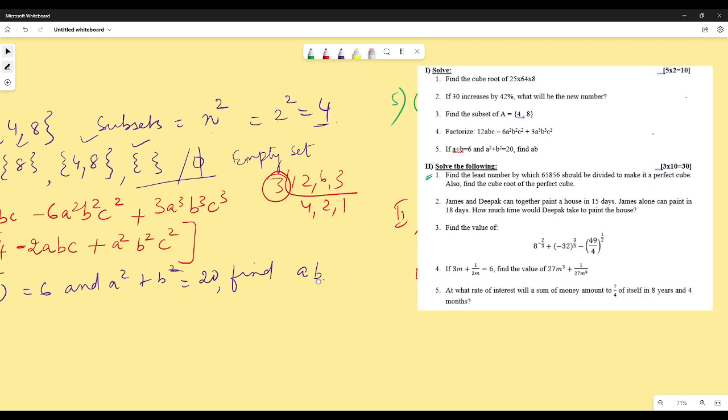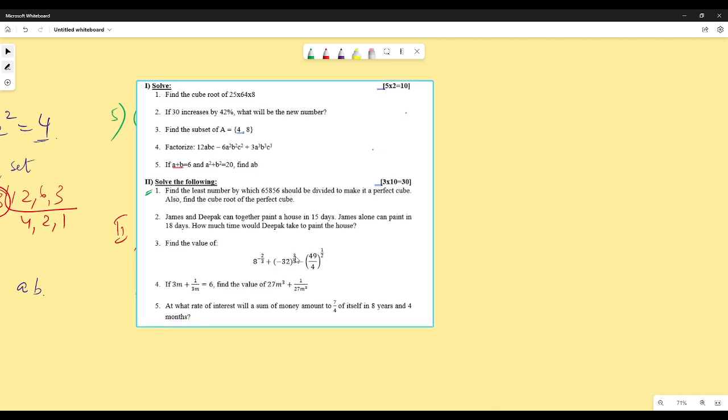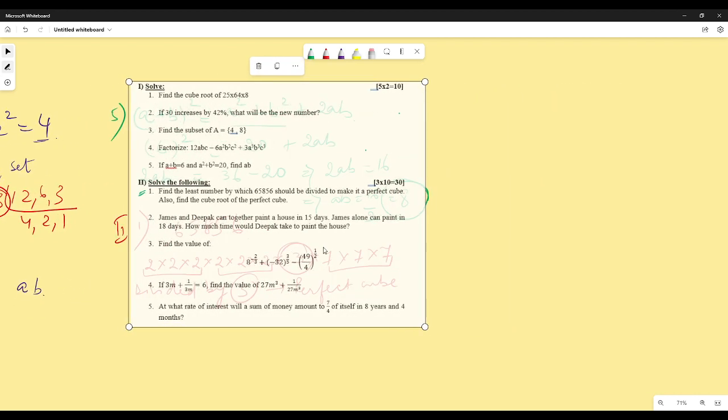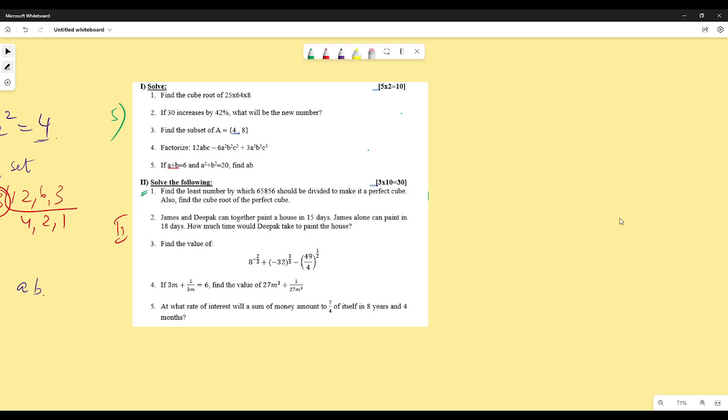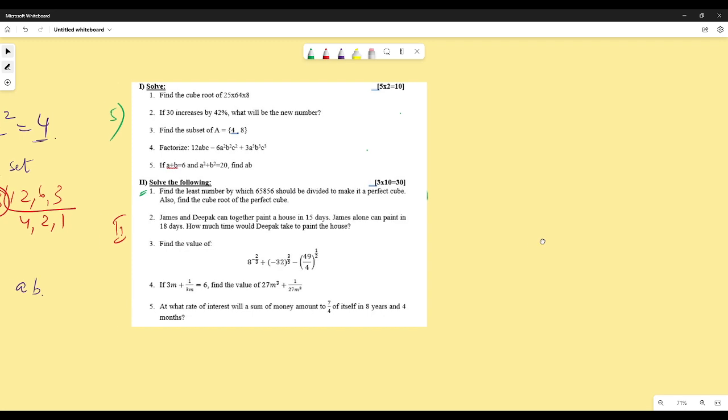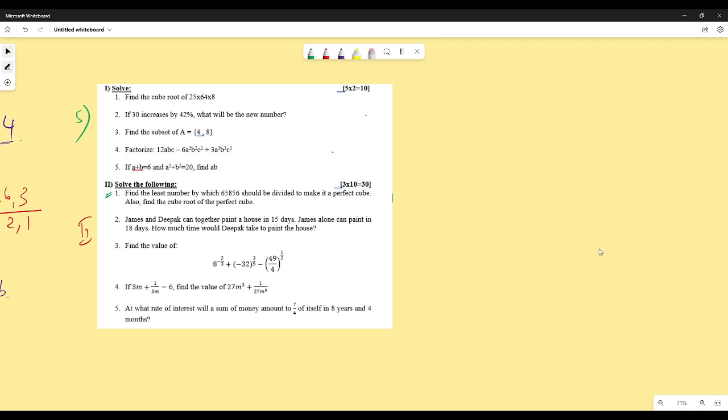Let us move ahead further. Okay, now let us take up this question. James and Deepak can together paint a house in 15 days. James alone can paint it in 18 days. So let us take up this question.